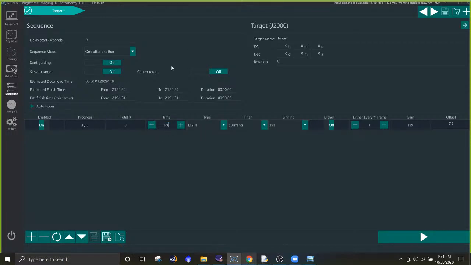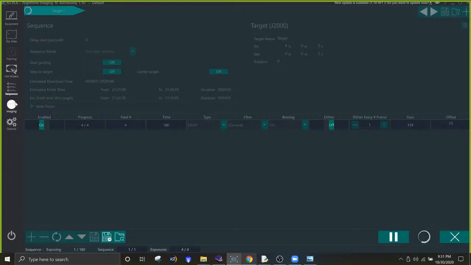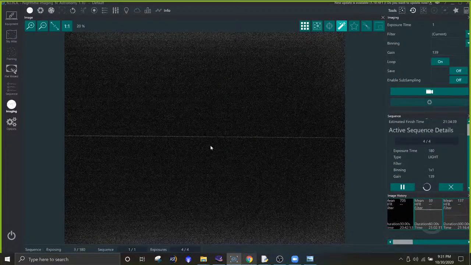Let's get 180. The 3-minute exposure. And while we're doing that, we'll talk about the star, I guess.